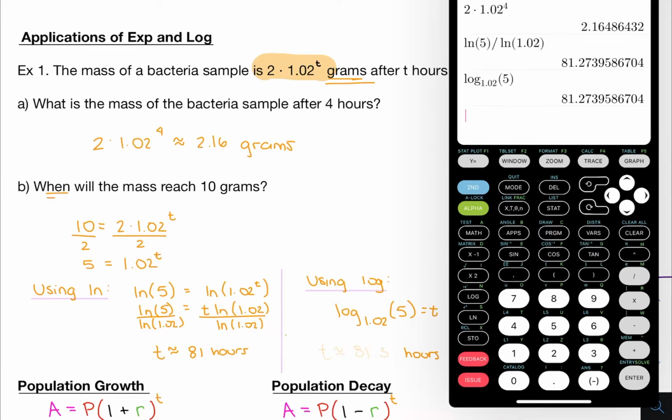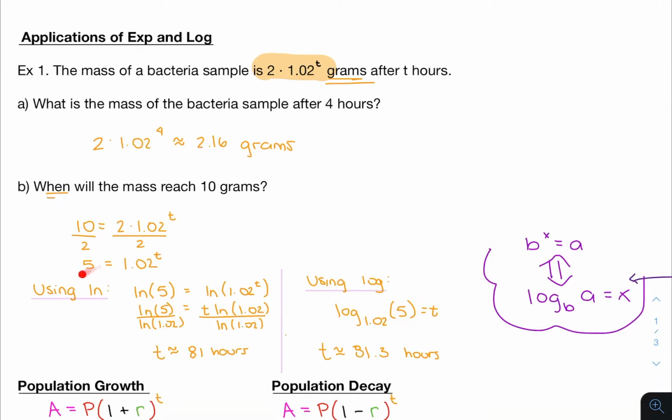We get that t is approximately 81 hours, or 81.3 hours, depending on if they tell you to round to the nearest hundredths, whole, tenths, whatever the case may be. It'll usually specify. So these are two different ways of solving exponential equations using ln and log.